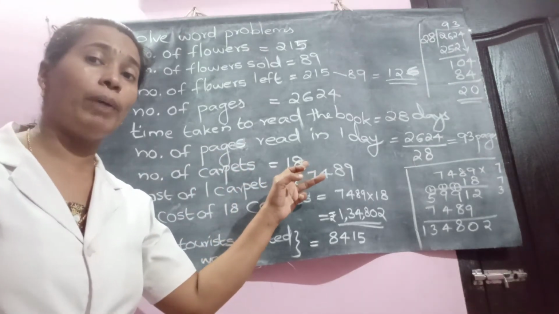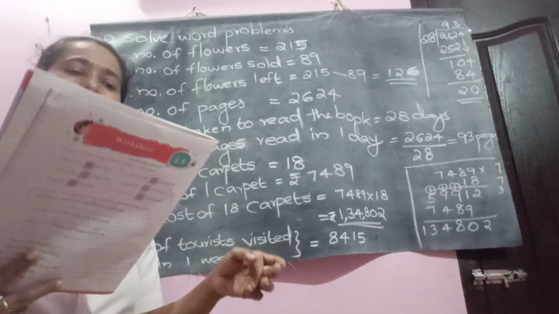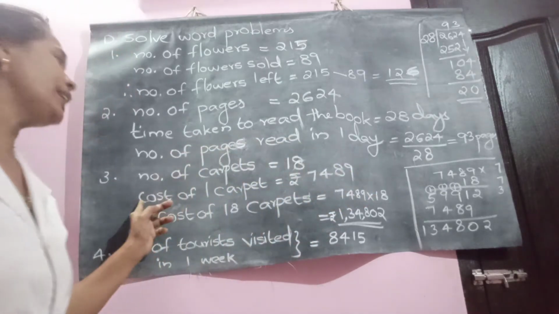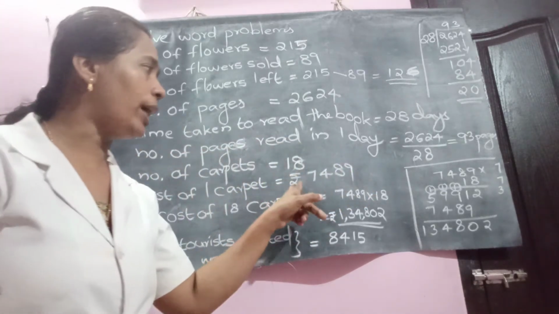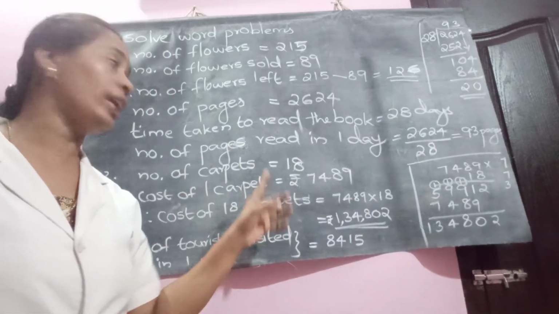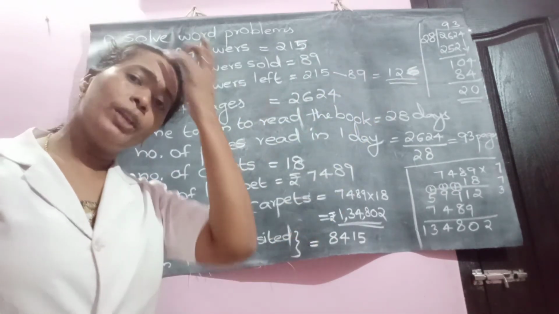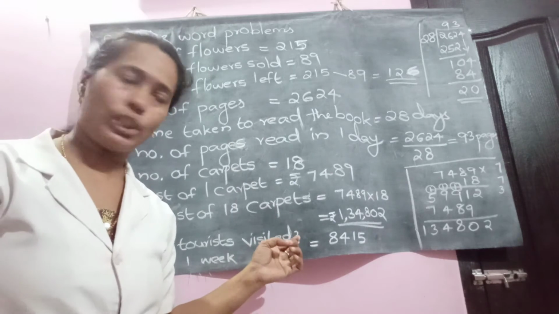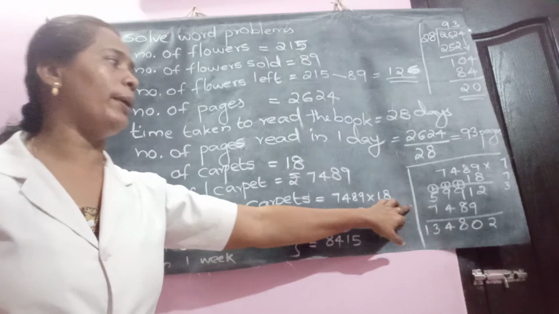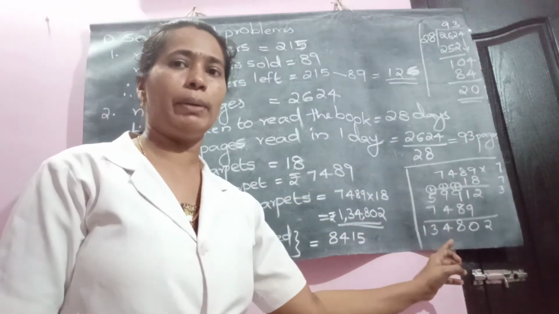Third question: the number of carpets needed is 18. Naveen decided to buy 18 carpets, and the cost of one carpet is rupees 7418. So what is the total cost of 18? 18 means many, so we have to do multiplication. Multiply the cost of one carpet by the number of carpets. Multiply these two. The teacher did the multiplication on the right side.